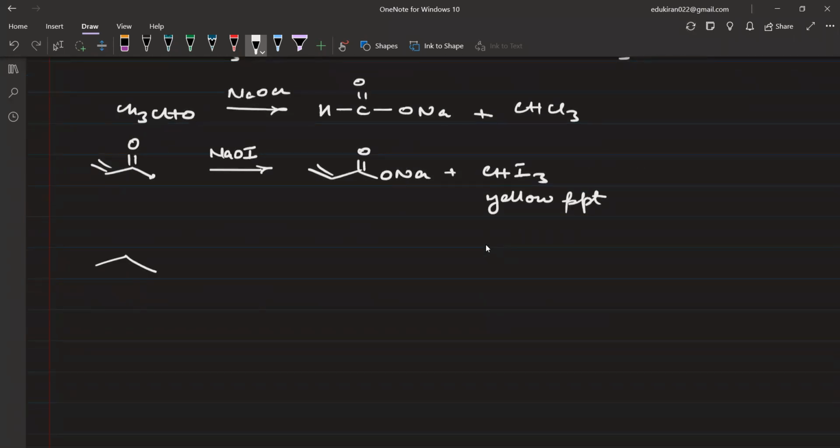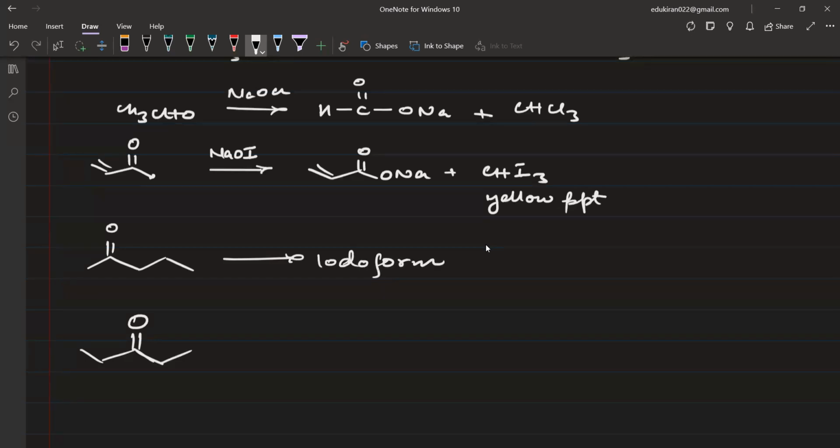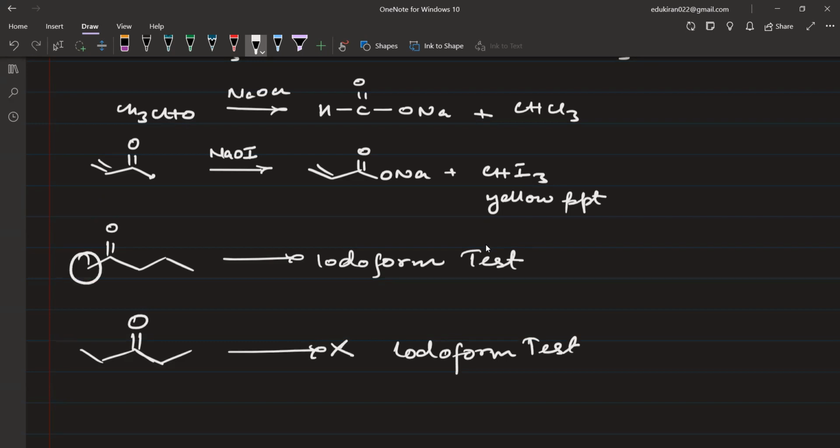For example, 1, 2, 3, 4. So this is going to give you iodoform test. This is not going to give you iodoform test. Why? Because here we have a CH3 group directly attached to carbon and carbon. Here we don't have CH3 group directly attached to carbon and carbon.